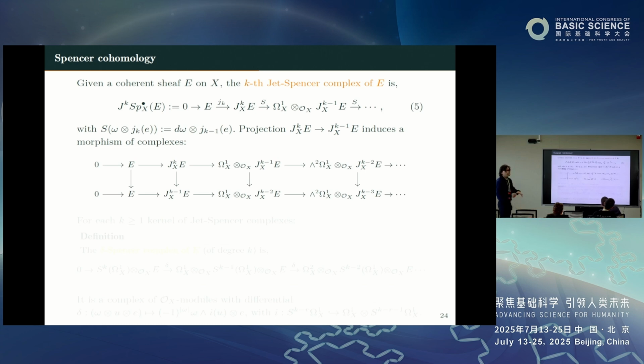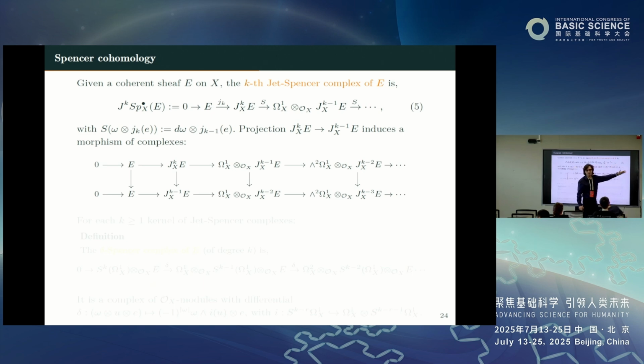All right. Now, I want to construct this complex, which gives me the H^{p,q}. I can take my E and define something called the k-th jet-Spencer complex of E by taking derivatives of the global sections of E. So this goes like this: jet k, then omega 1 jet k minus 1, omega 2 jet k minus 2.